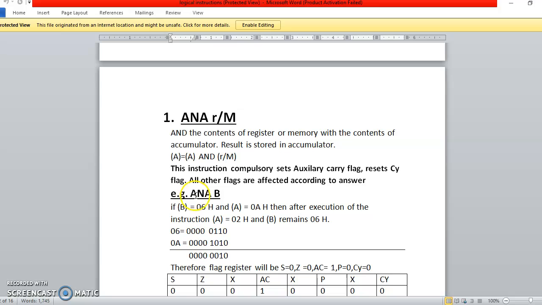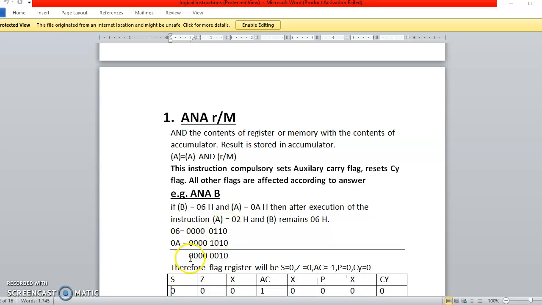Suppose I say ANA B, and we assume that B register has 06 and A register has 0A. So 06 is represented in this manner, 0A is represented in this manner. Now if any bit is 0, output is 0. So 01 is also 0, 10 is also 0, but for 11 the output will be 1. So 02 is the answer which will be there in the accumulator.